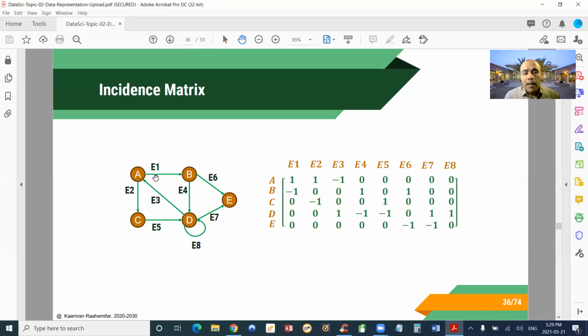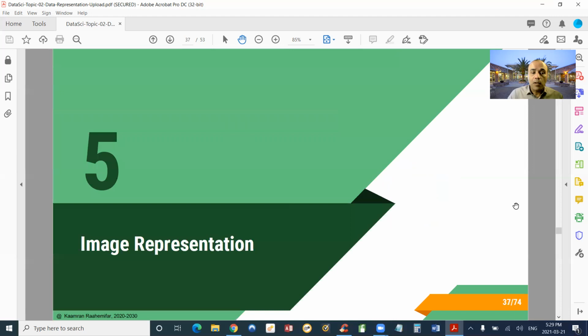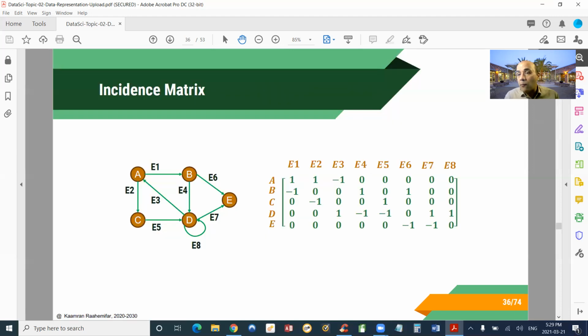Take a look at B. E1 is entering, so that's -1. E6 is leaving, that's +1. E4 is leaving, that's +1. So E1 is entering -1, E4 is leaving +1, E6 is leaving +1. And I actually created what we call an incidence matrix. Okay, I'm going to stop now, and I'm going to go into the next part, which would be part 5.